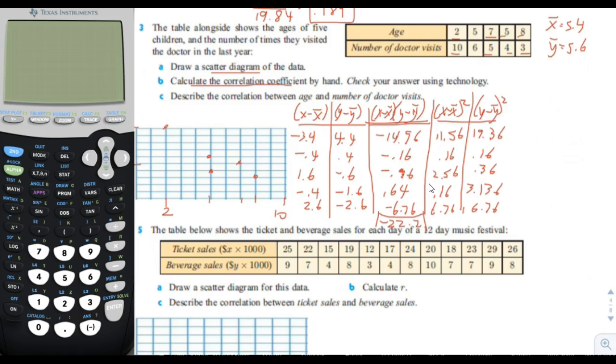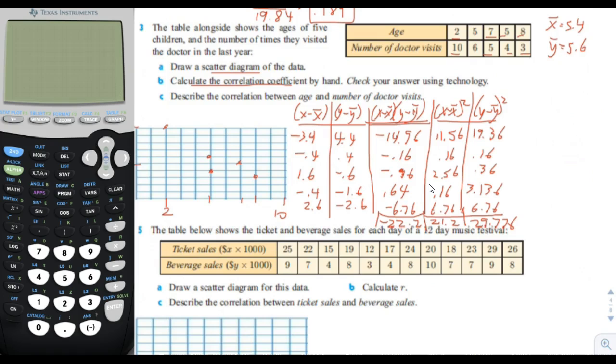All right? And then we're going to add up these two columns also, which are, thank goodness, all positive numbers. 11.56 plus 0.16 plus 2.56 plus 0.16 plus 6.76 equals 21.2. And the last column, 19.36 plus 0.16 plus 0.36, 3.136, and 6.76 is 29.776.